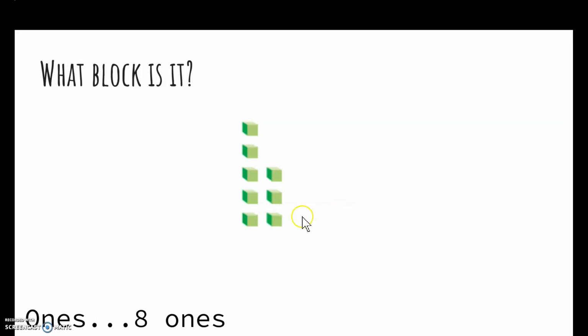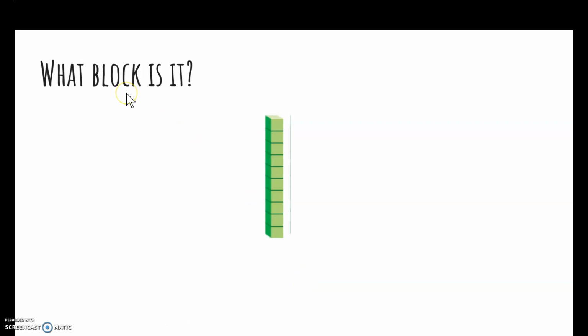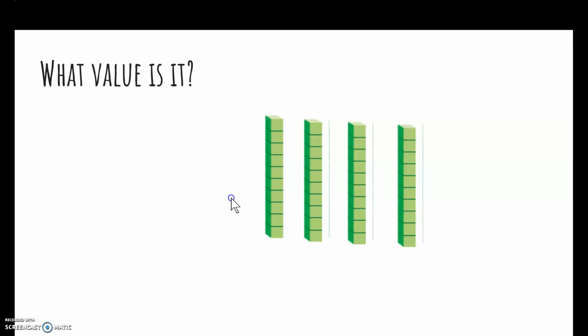Ones, and there are 8 ones, so the value is 8. Hopefully you got it right. Next, again, what block is it? Don't forget to pause and think, what block is it? Remember what it has, how is it composed, what is the name? Okay? Is it 10? So when I have 1 ten, it equals 10 ones. So that's the block. Se llaman las decenas, tens.